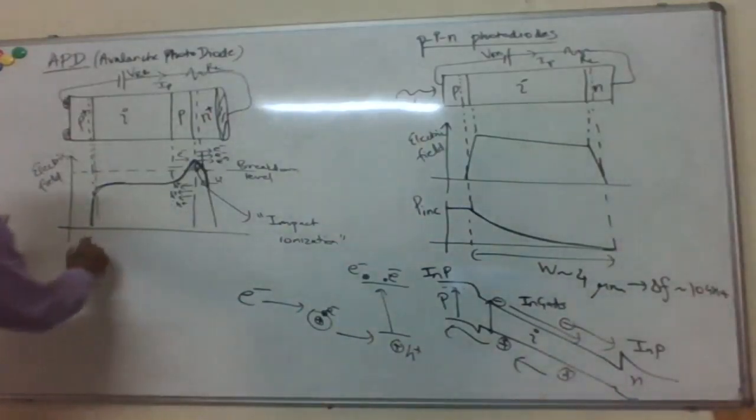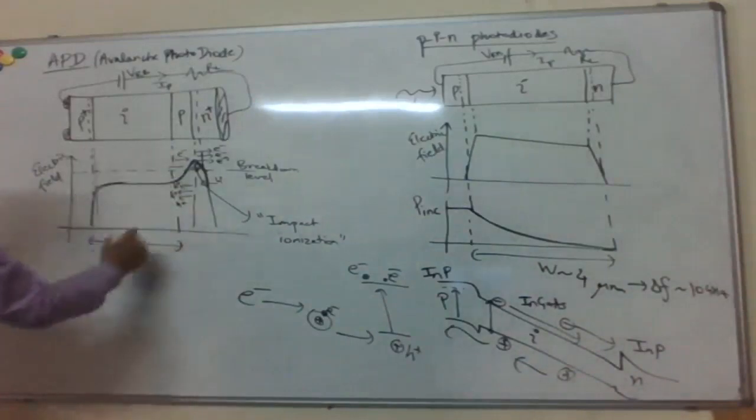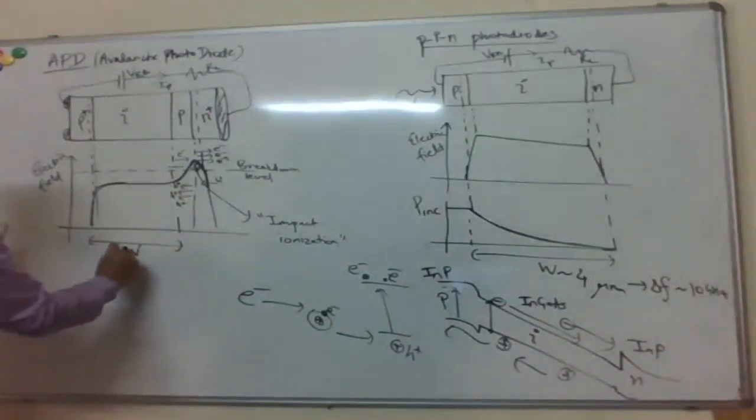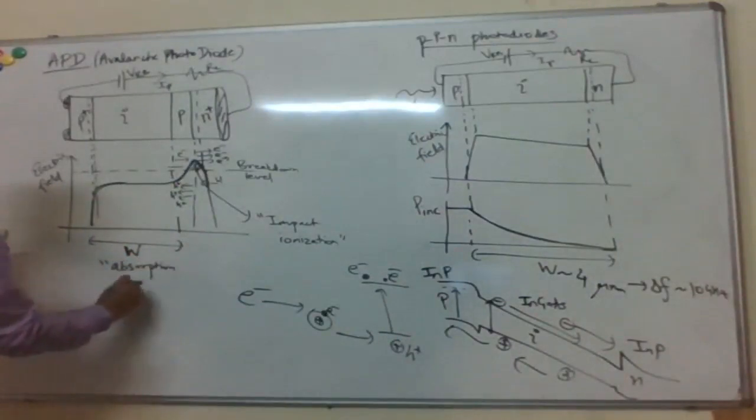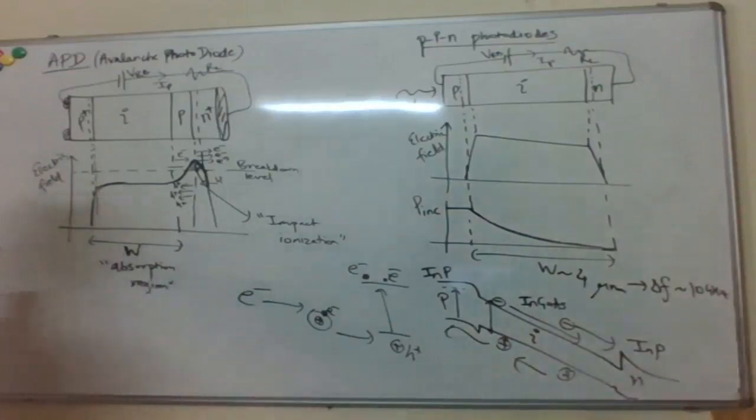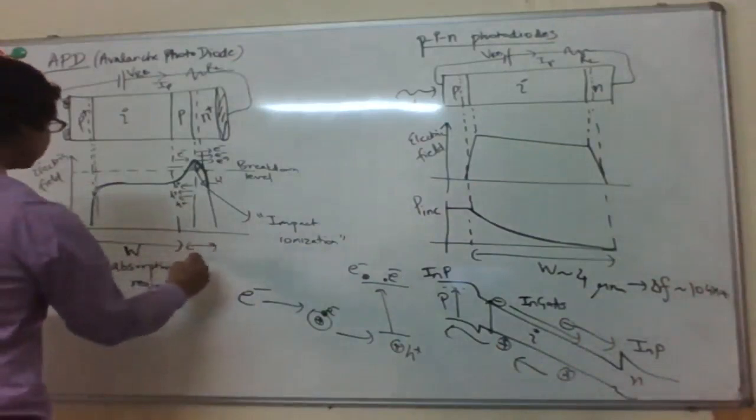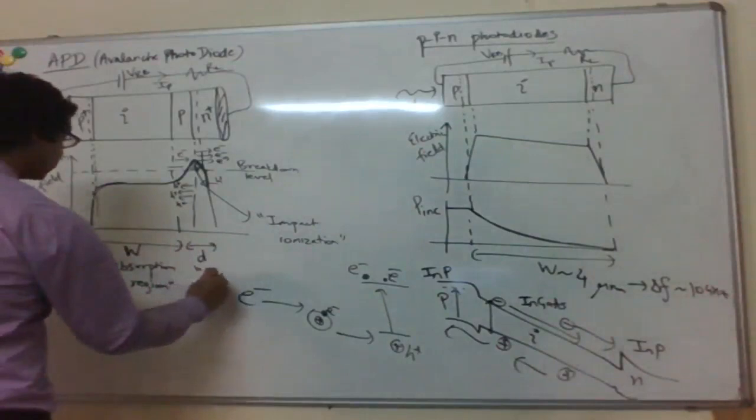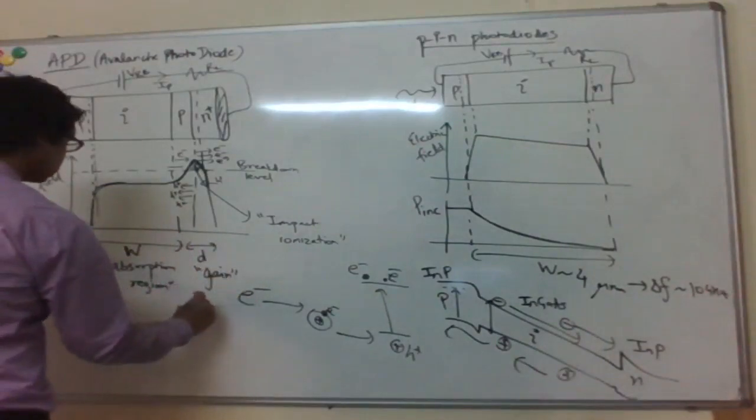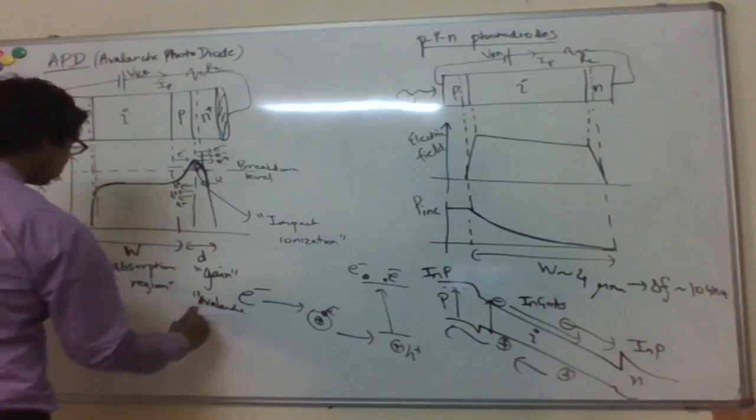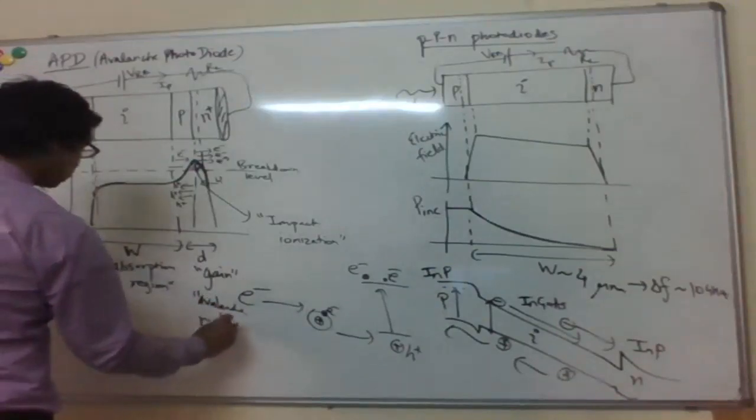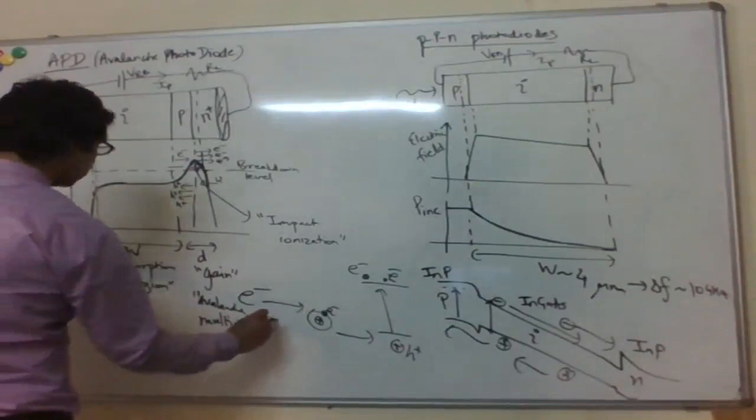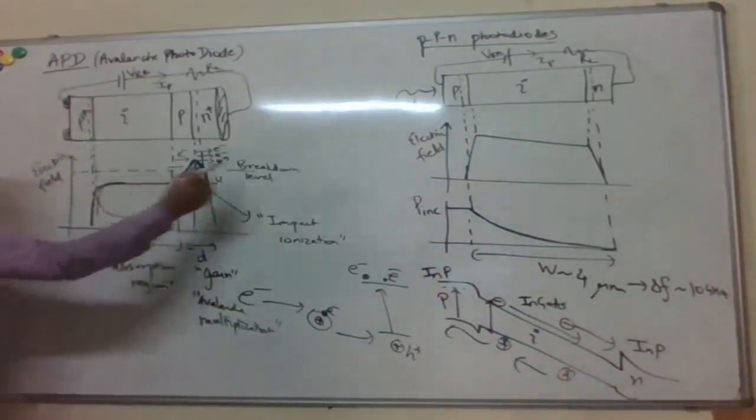Okay, so basically you can think of this intrinsic region whose width is, let's say, W. This is the absorption region, where the light is absorbed and carriers are first generated. And then this thin region here, let's say of thickness D. So that's the gain or avalanche region. Okay, so this region here is operating like a PIN photodiode.